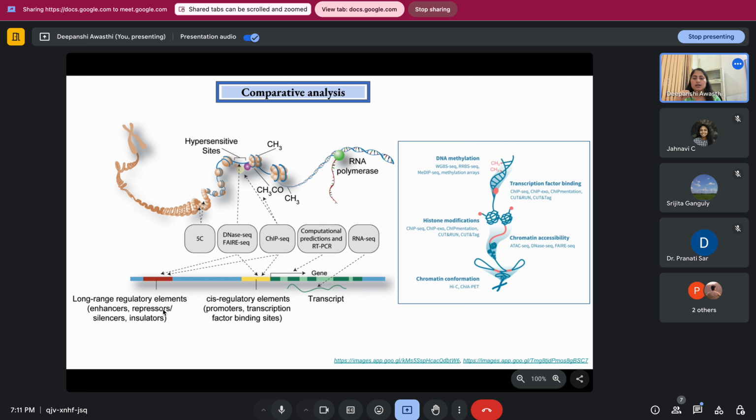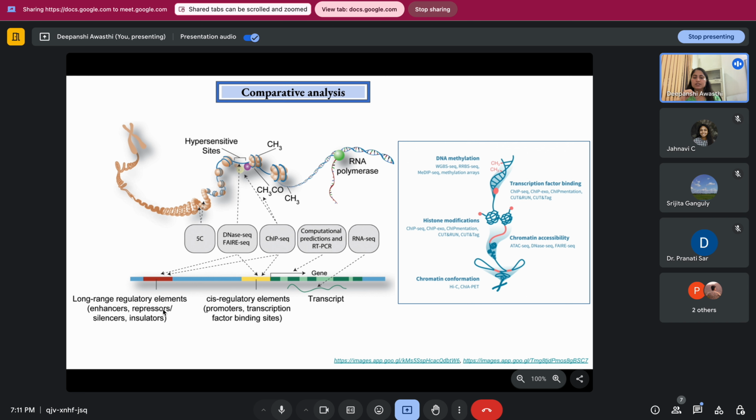What does it mean when we talk about long range regulatory elements? First of all, regulatory elements are those which are regulating some process. In this case, regulation means transcriptional regulation, or you can say which are helping in expression. Long range means those lying far away from some gene and controlling the expression of that gene. These are also referred to as the trans-acting elements. These are enhancers, repressors, silencers and insulators. These lie far away from the gene and control its expression. To study these we use trans-QTLs, which we will talk about in the later part of the slides.